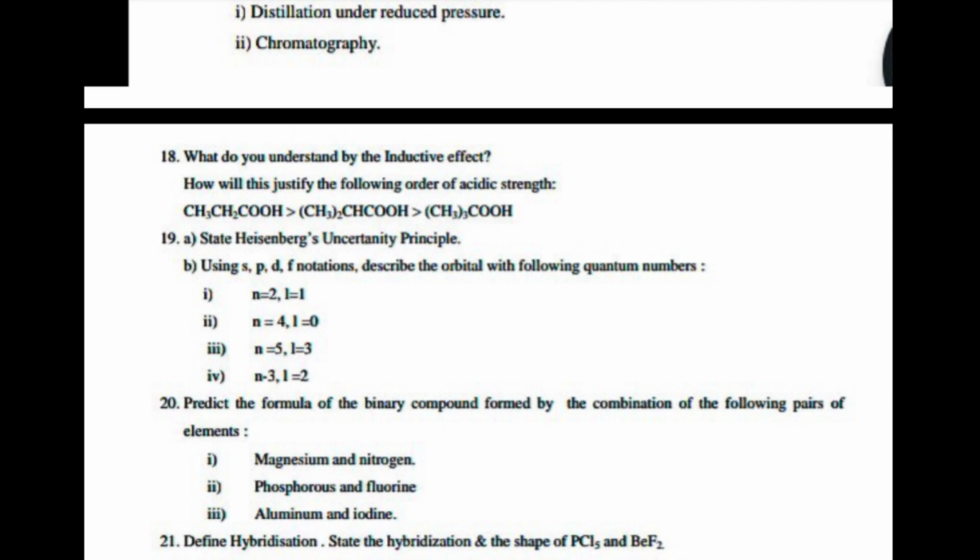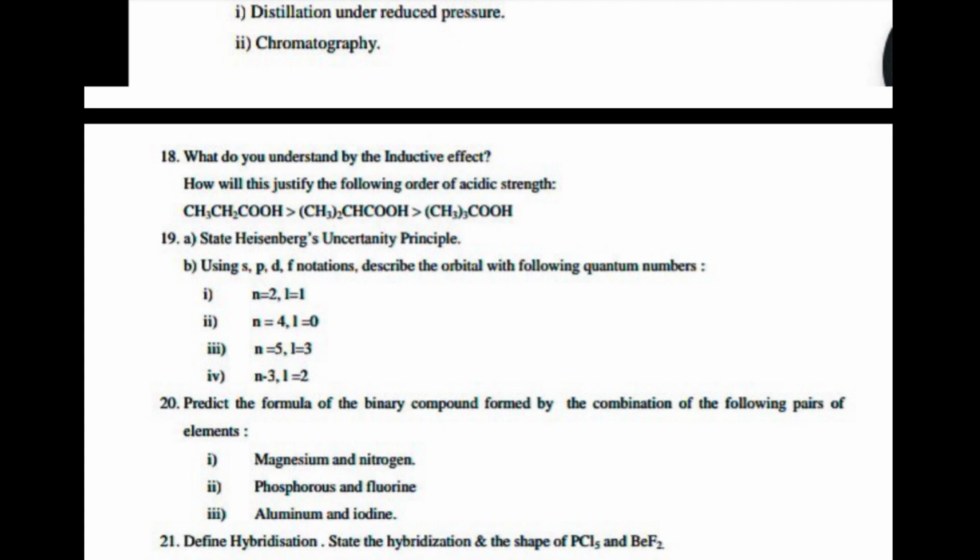Next, B part, using spdf notation, describe the orbital with the following quantum numbers. n=2, l=1, so 2p. Next, n=4 and l=0, so 4s. Third, n=5, l=3, 5f. Fourth, n=3, l=2, 3d.